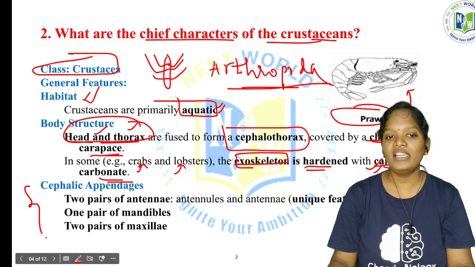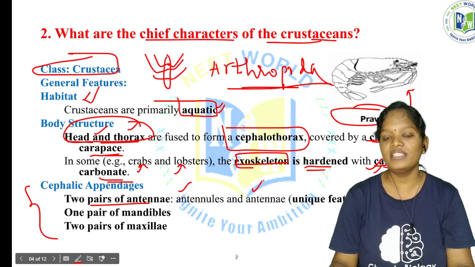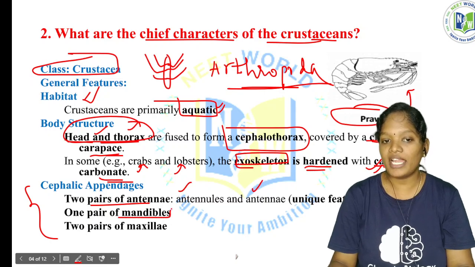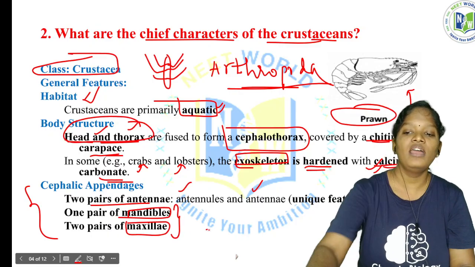Now there are cephalic appendages, two pairs of antennae, and those pairs are called antennules and antennae. One pair of mandibles will be there and two pairs of maxillae will be there. So these are all the mouth parts. Maxillae and mandibles are the mouth parts.